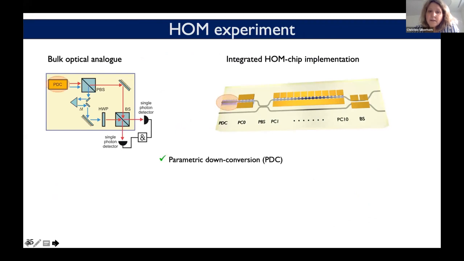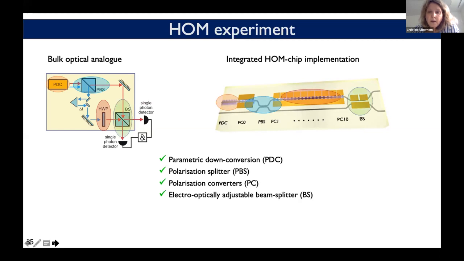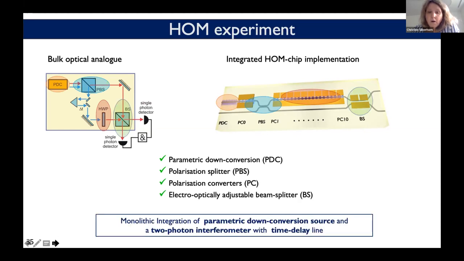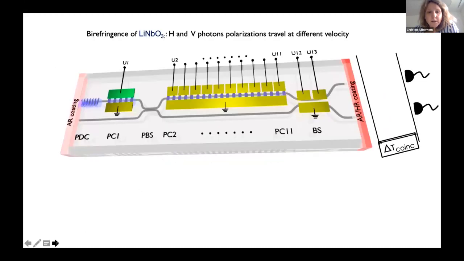We need a parametric down conversion source, and we see on the left the bulk optical analogue, and on the right how we constructed our chip. We need a polarizing beam splitter. We want to have converters, which can be done electro-optically with lithium niobate, and adjustable 50-50 beam splitters. Altogether, what we did was the monolithic integration of a parametric down conversion source and a two-photon interferometer with a relative time delay. And let me show briefly how this works.